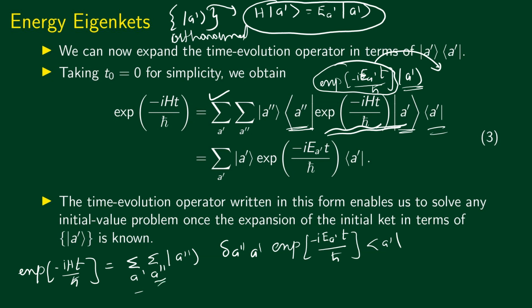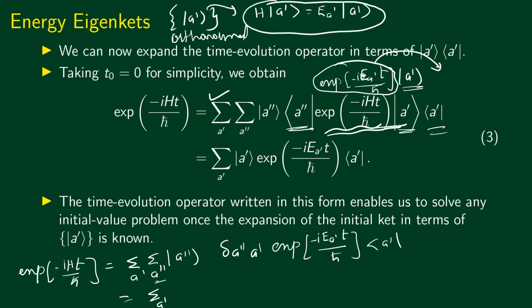So if you sum over all A double prime, the only non-zero value in the sum is where A double prime is equal to A prime. So instead of this summation and delta A double prime A prime here, we can just write one term where A double prime is equal to A prime. So this summation becomes a sum over A prime.